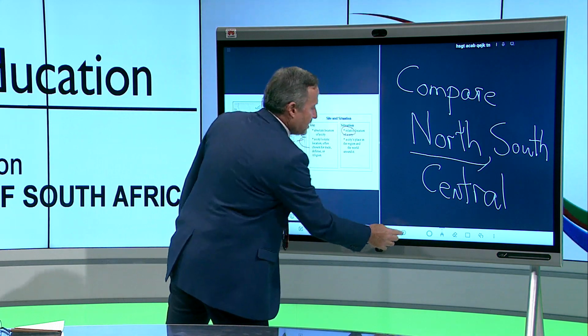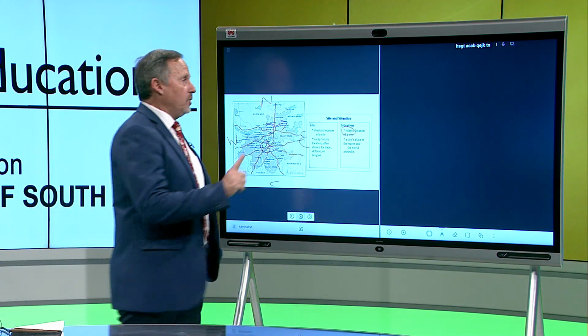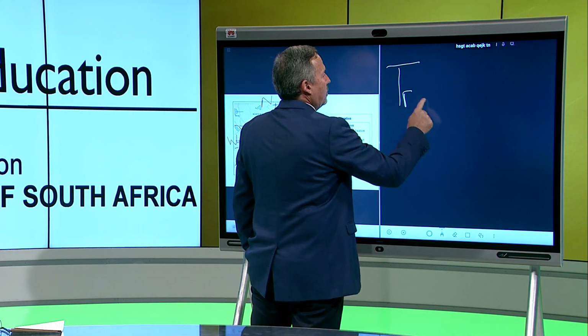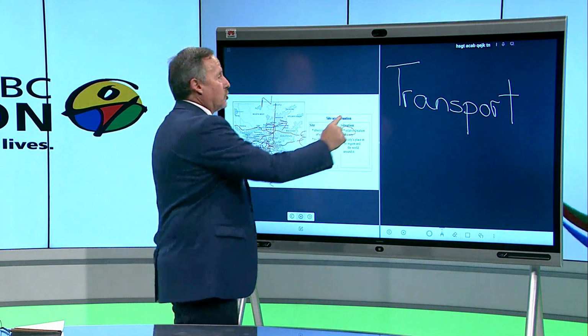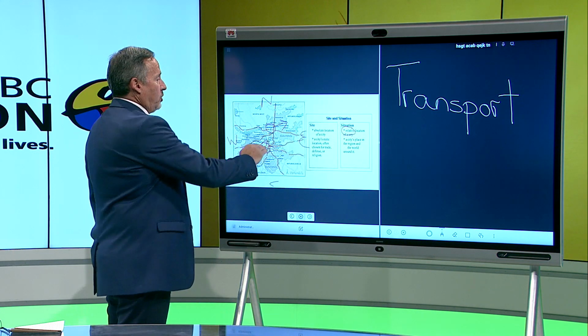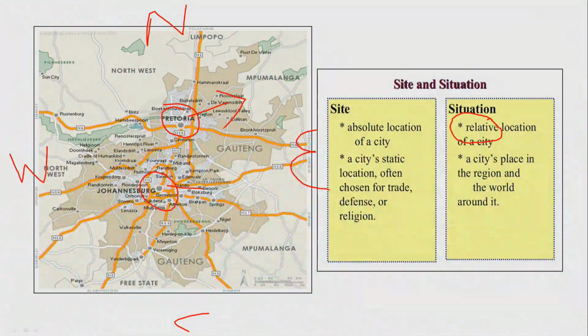When you look at the second part of situation, then you take into account any transport links. So in your exam, be very careful. When describing site and situation, the situation is only north, south, east, or west, and then transport. So if you go back to the slide and you have a look at Johannesburg's links, Johannesburg is linked by the N1 north-south. It's linked by an N2. It's linked by numerous roads. So it has a very, very good situation.